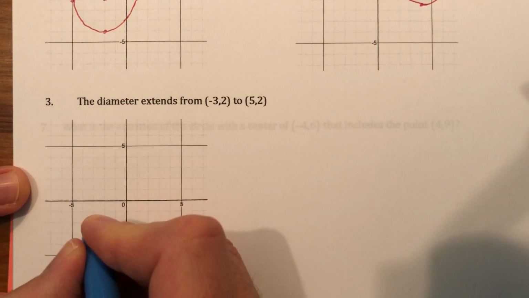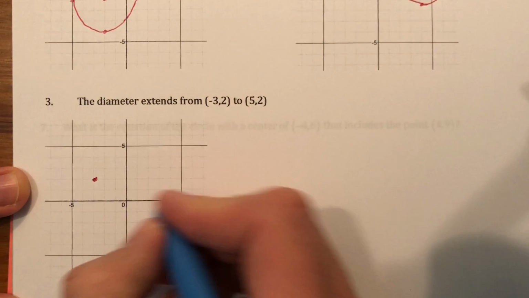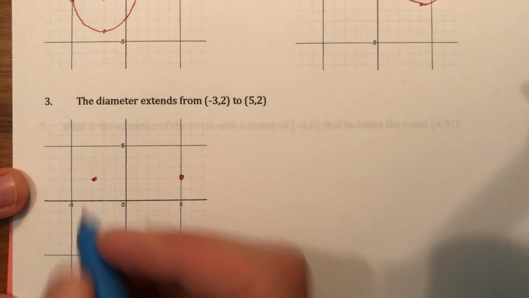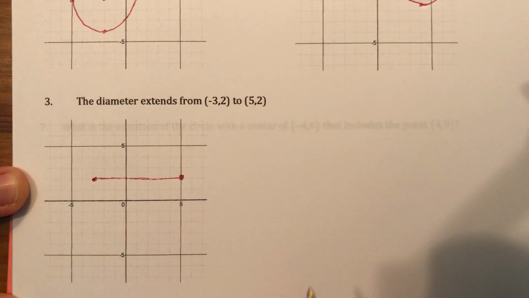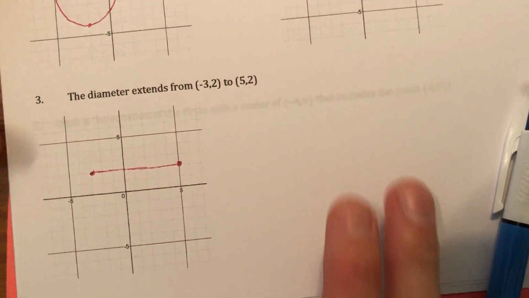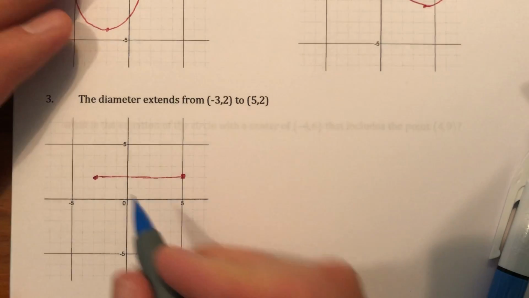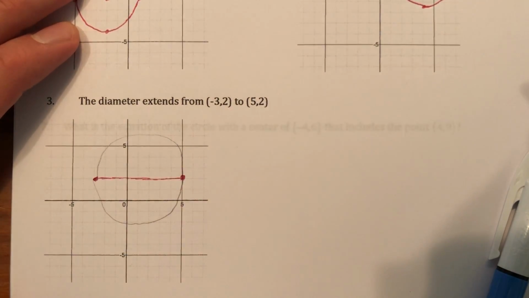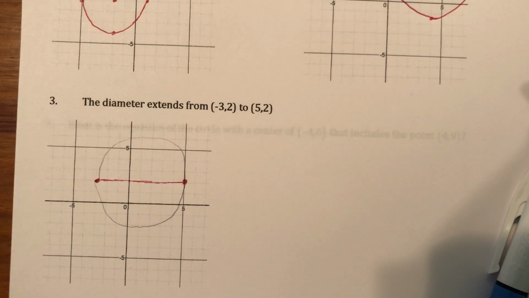-3, 2. And 5, 2. That's the diameter. Meaning if I drew this all the way across, and I'm going to, then that would cut my circle in half. So my circle, and I'm going to grab a pencil for this one. My circle looks something like this, only it's supposed to be a little more round and not look flattened, but you understand the idea.